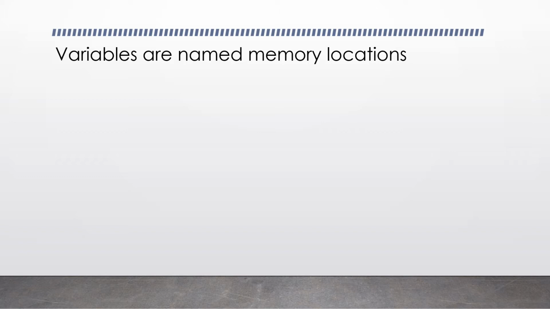So what is a variable? A variable is a named memory location. If you picture the memory of a computer as being a series of boxes, we might store different things in these different boxes. The first box might store the number 1, 2, 3. The next box might store the number 4, 5, 6. The next one might store an approximation of pi, 3.1415.